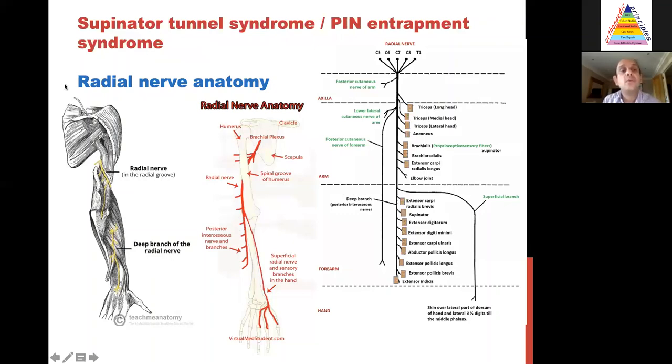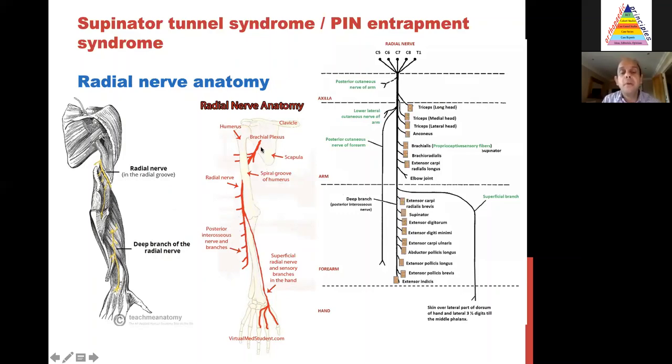Then let's come to the radial nerve. In the radial nerve, we're going to talk about supinator tunnel syndrome, very briefly about radial tunnel syndrome, then your Wartenberg syndrome, and your Saturday night palsy. These are the 3 or 4 neuropathies which can be asked in the exams. So in terms of radial nerve, I hope these 3 pictures will help. So if we start, let's say we start from there.